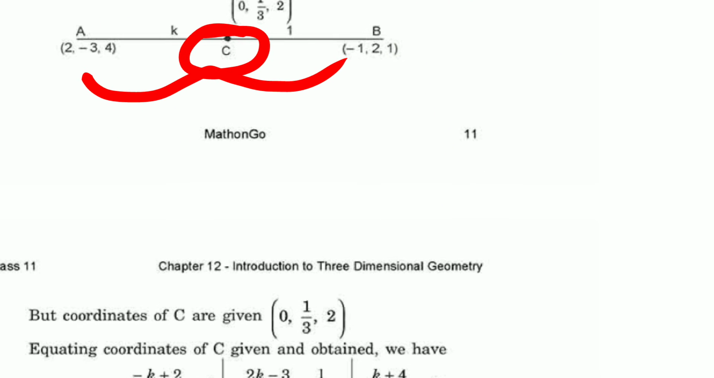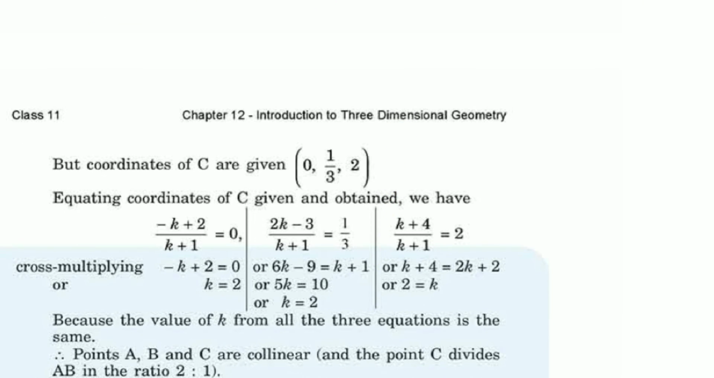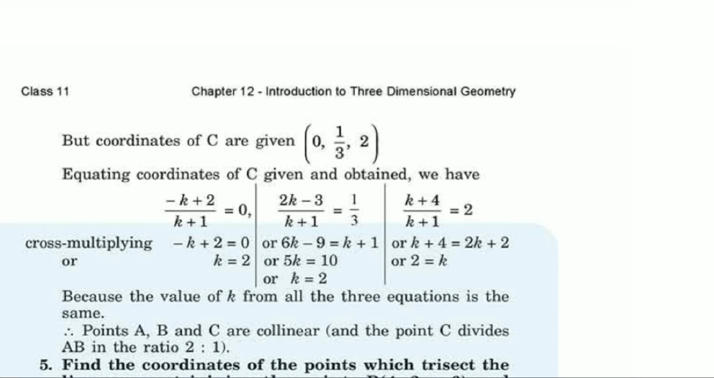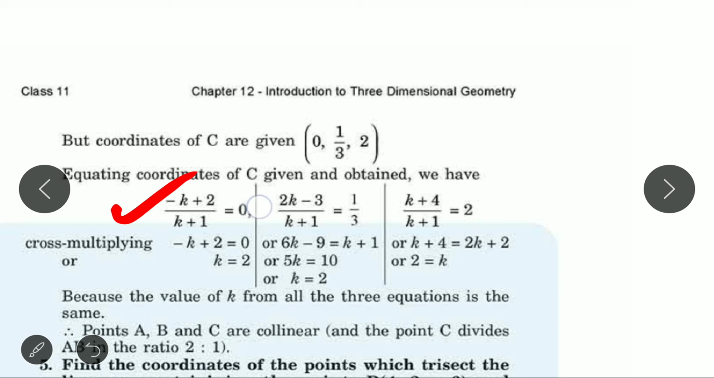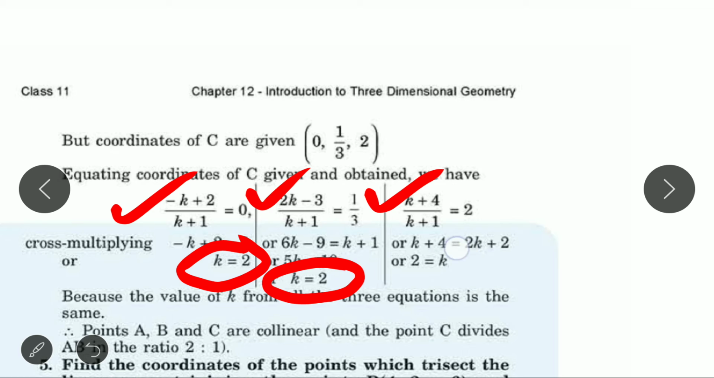Now, once we have 3 equations, what we do, we solve. See, these are the 3 equations that we have. And we try to solve these equations and we obtain the value of k. Now, what we observe? In each of these cases, the value of k comes out to be the same.